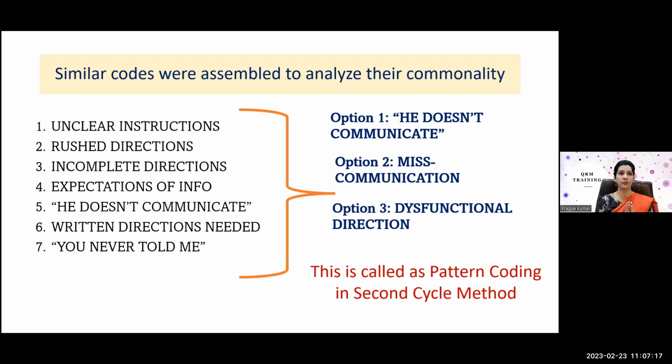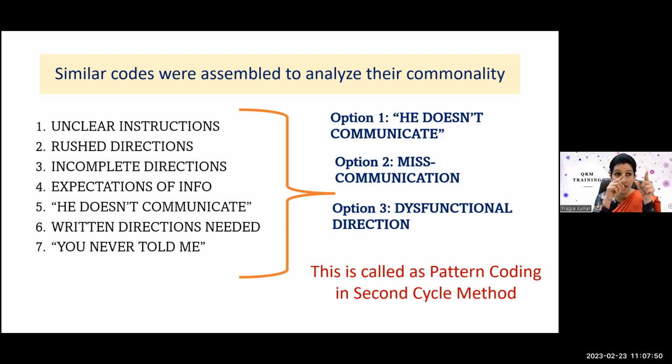So when you are doing the code, and when you are doing the memoing also, remember what we discussed: you have to write memo date-wise. You should put the date also, because then you will see your memo gets refined as you move ahead with the analysis process. So you have to see the commonality. When you are doing it again in the second cycle coding, you have got that code, but again, you will see the commonality of that code.